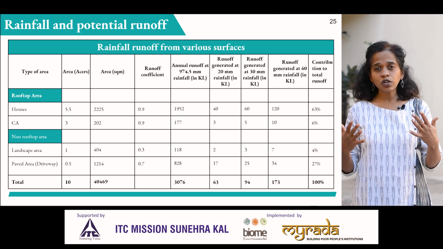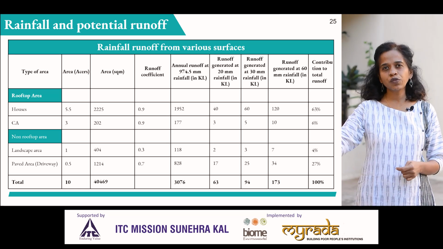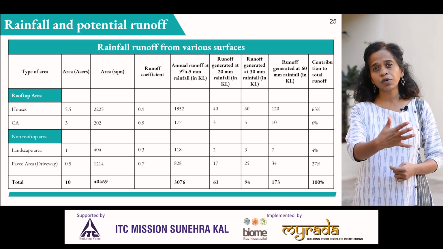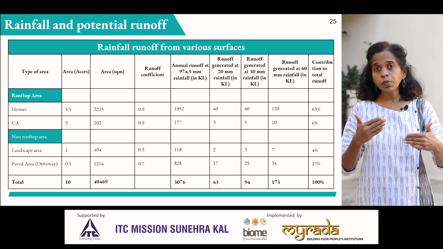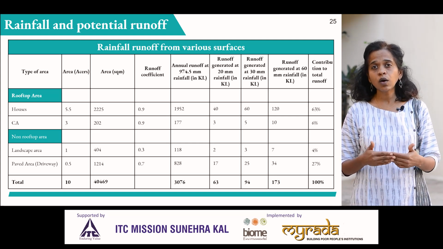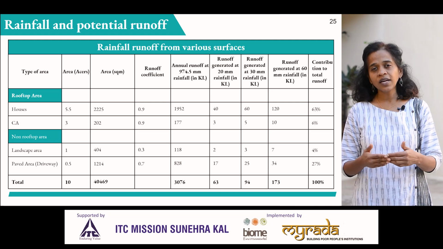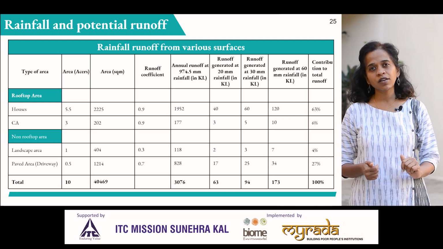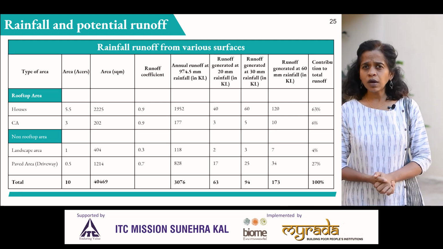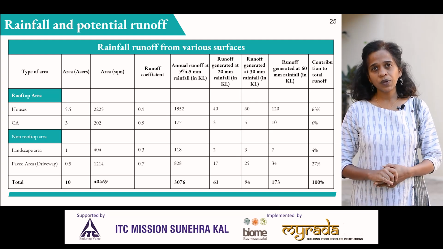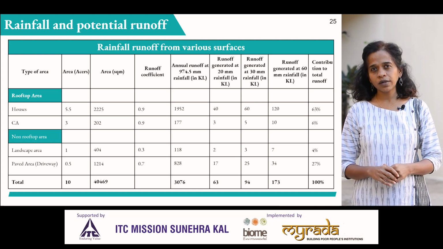Similar, and not just from the rooftop, there is also runoff from our paved areas, from our roads, from our gardens. When you sum both of them up, you have close to 3000 kiloliters of water that is running off from 1 acre of apartment block. Now the question is, what is it that we can do with this rainwater?